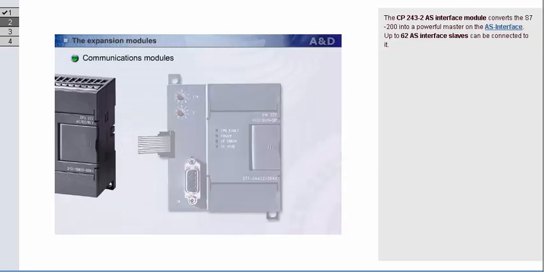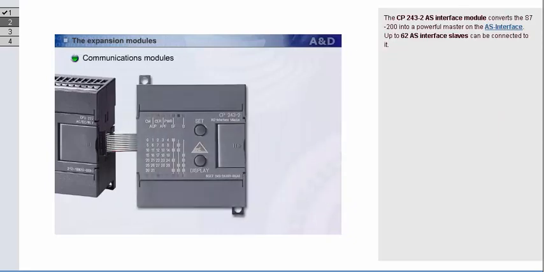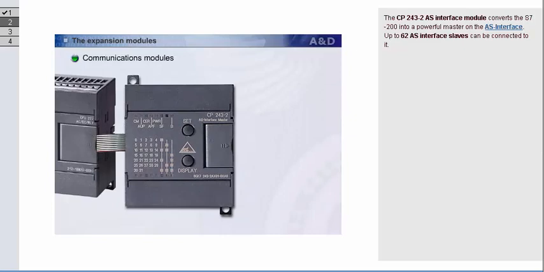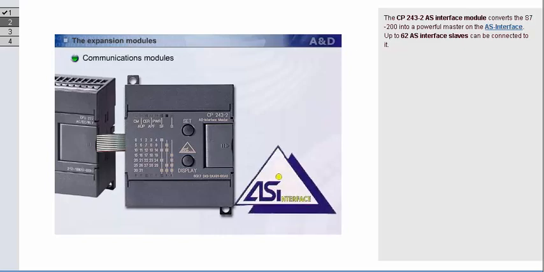The CP243-2 AS interface module converts the S7200 into a powerful master on the AS interface. Up to 62 AS interface slaves can be connected to it.